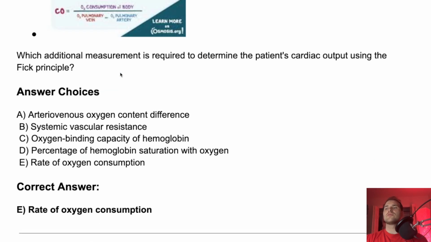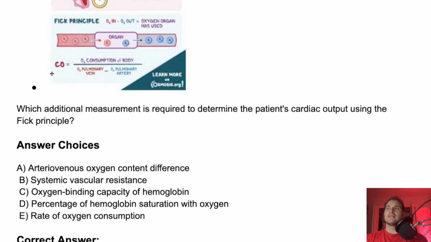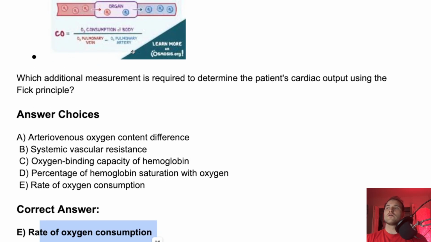Okay, so what additional measurement is going to be needed? That's going to be just the rate of oxygen consumption. Why? Because we have these two, and in order to find our cardiac output, we just have to have the rate of consumption. So it's going to be a rate over the differences here.